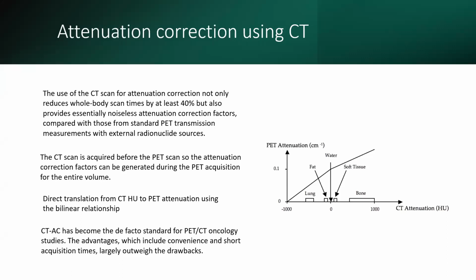Attenuation correction is done in PET-CT, of course, using the CT. The CT scan is acquired before the PET, as we said, so the attenuation correction factors can be generated during the PET acquisition for the entire volume, which also saves a lot of time. It is a direct translation from CT Hounsfield units to PET attenuation using a bilinear relationship.